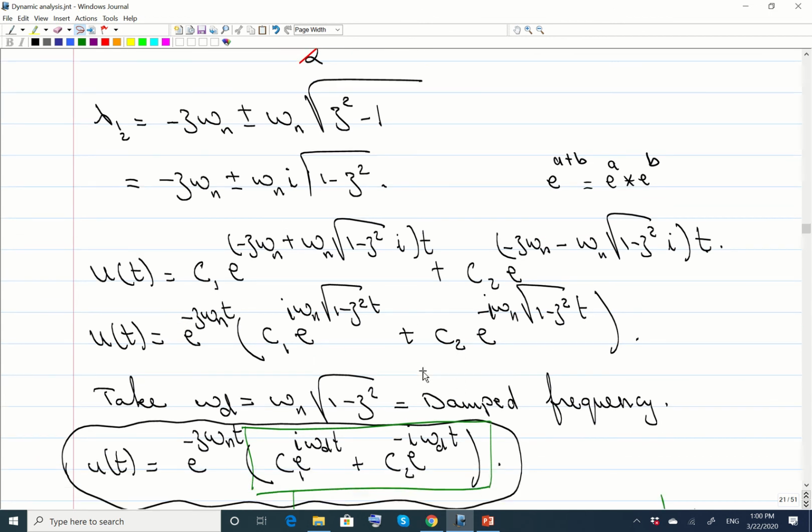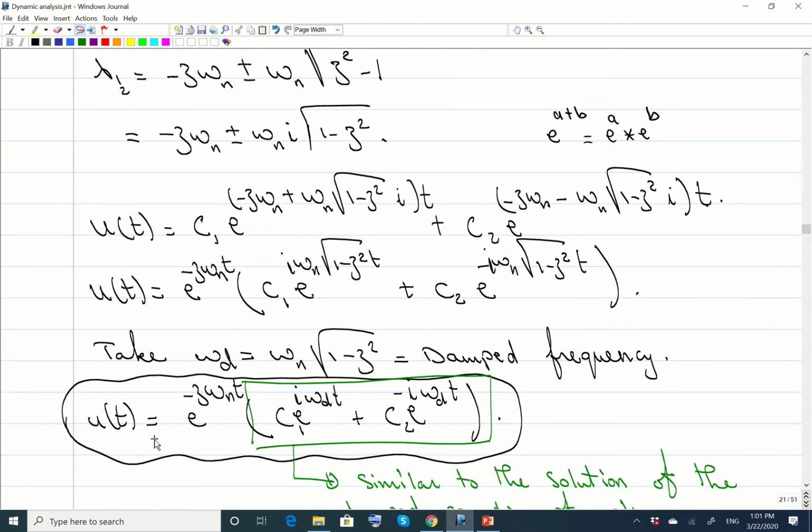Now, omega n multiplied by square root 1 minus zeta squared, we're going to introduce a new parameter. This value, omega n square root 1 minus zeta squared, we're going to name omega d, the damped frequency. Okay, the damped frequency. What is the damped frequency? The damped frequency is the natural frequency multiplied by square root 1 minus zeta squared.